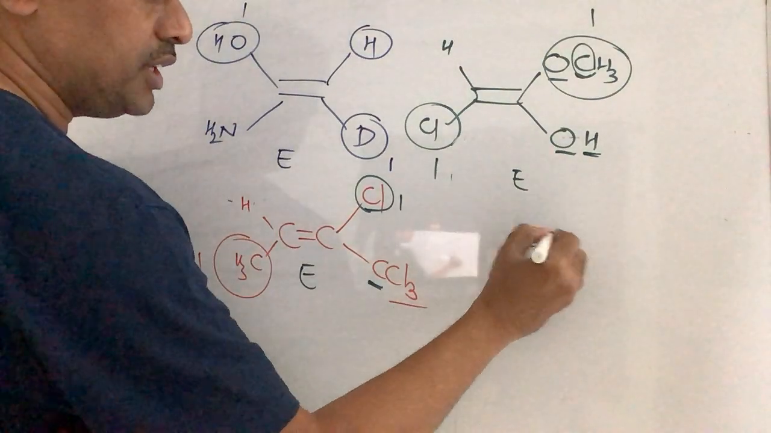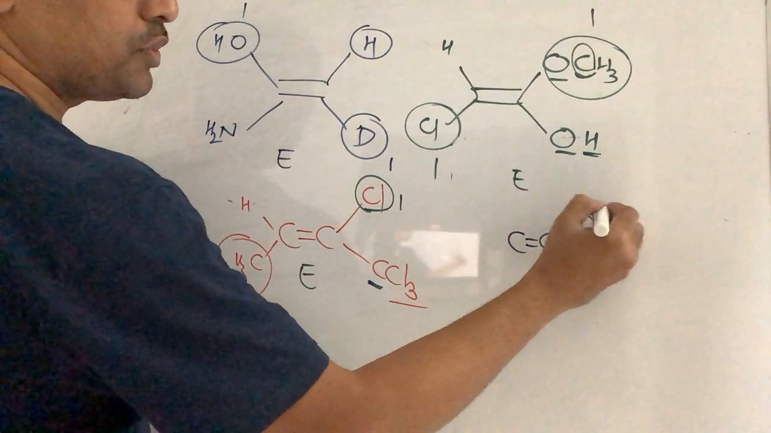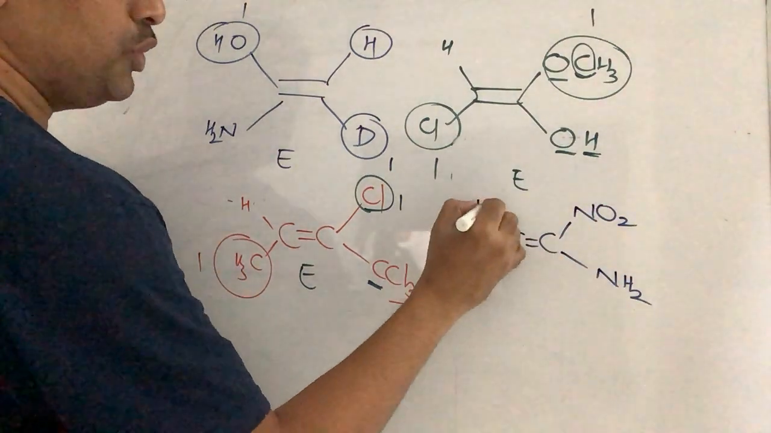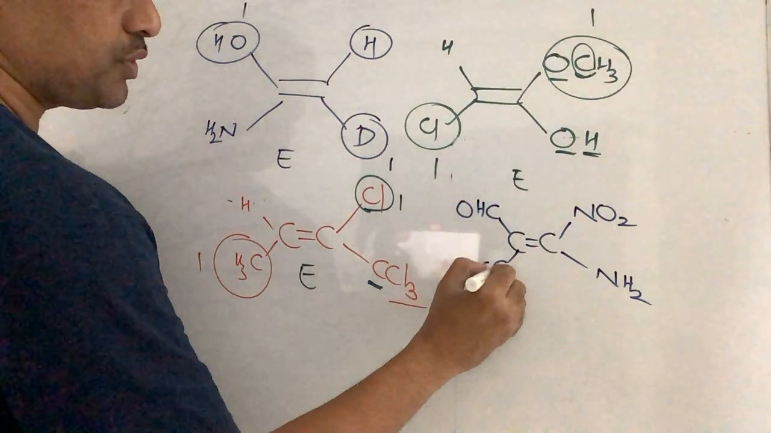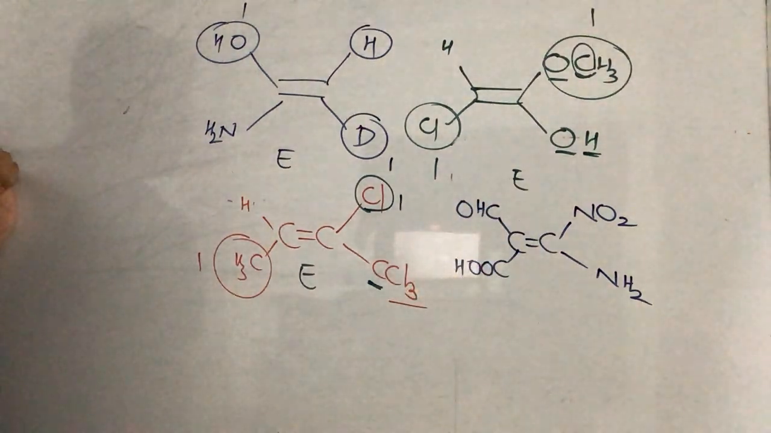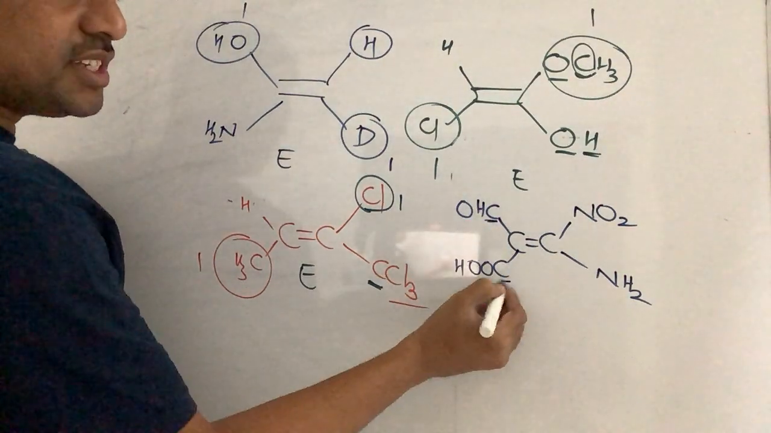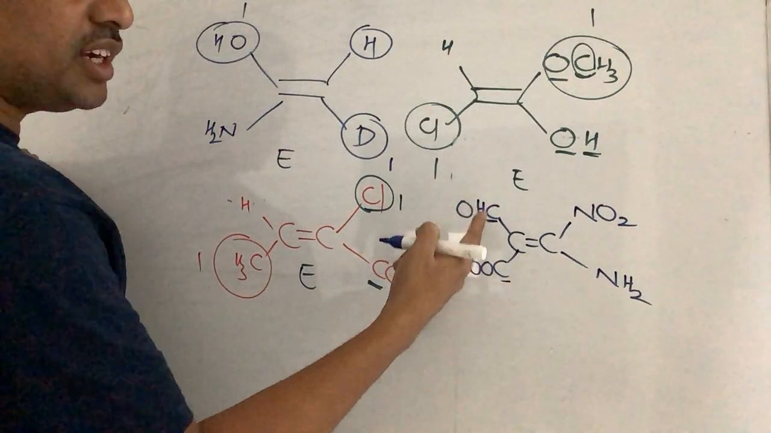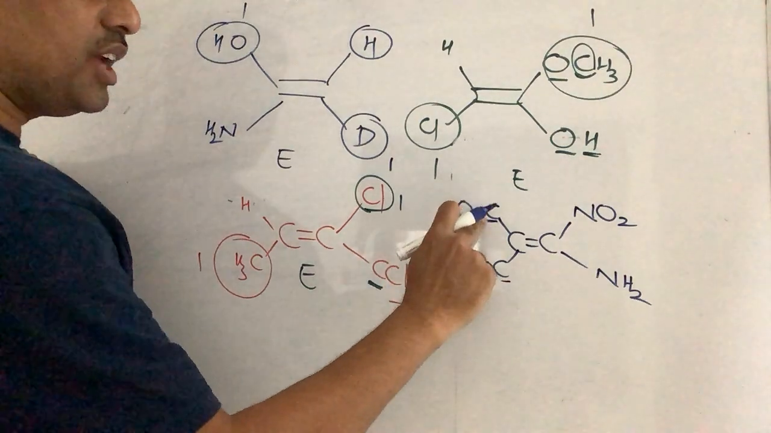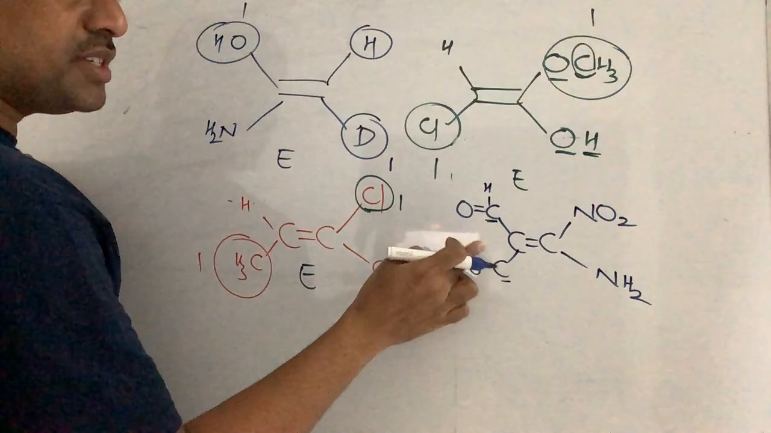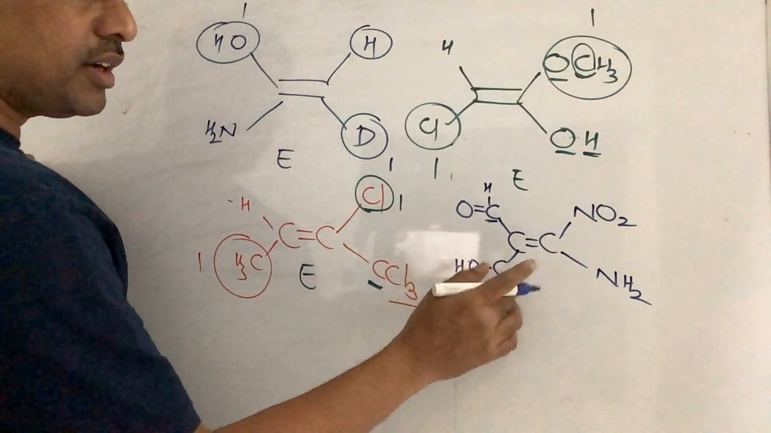C double bond C. NO2, NH2, CHO, COOH. If this kind of examples are given, you see, this is carbon, this is carbon. CHO means don't think that H is second, oxygen is third. Not like that. You need to see the structure of this. It will be like this. COOH means it will be having this structure.